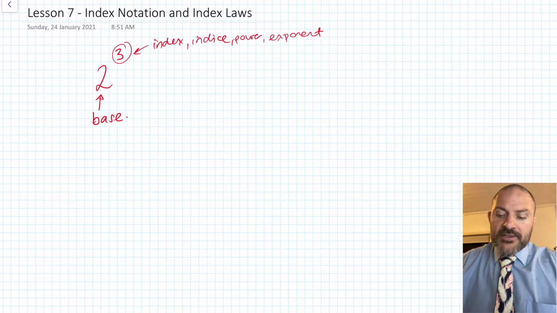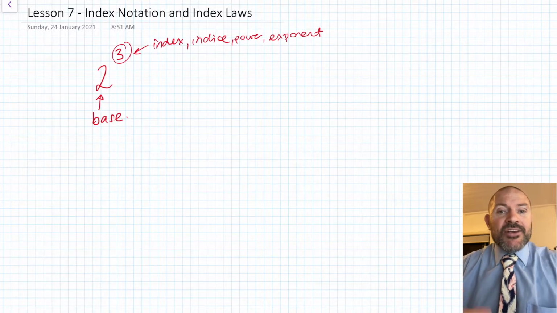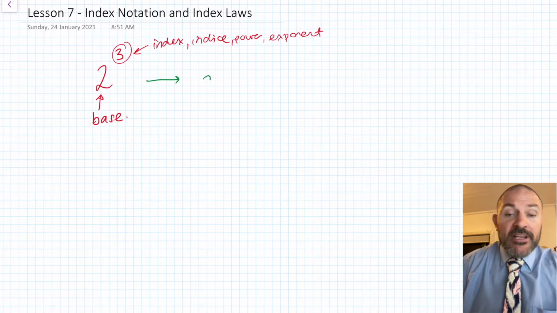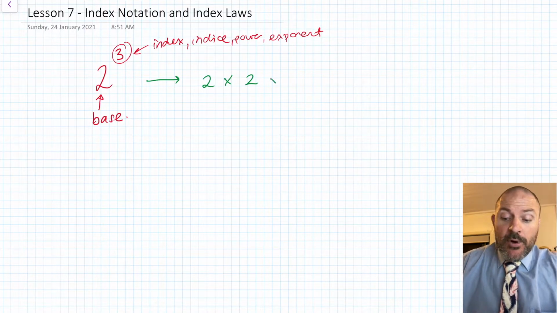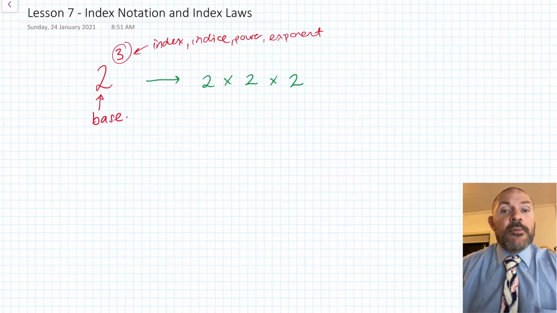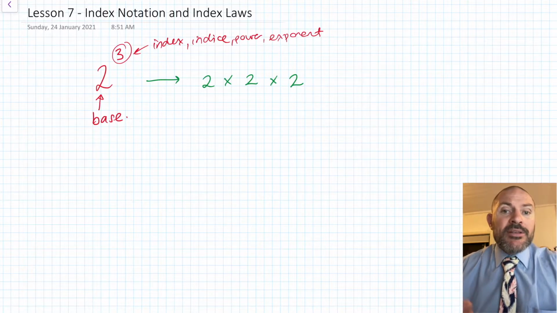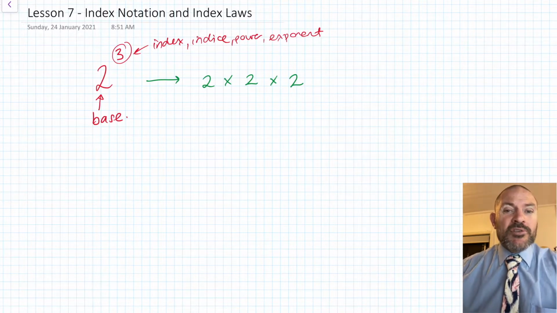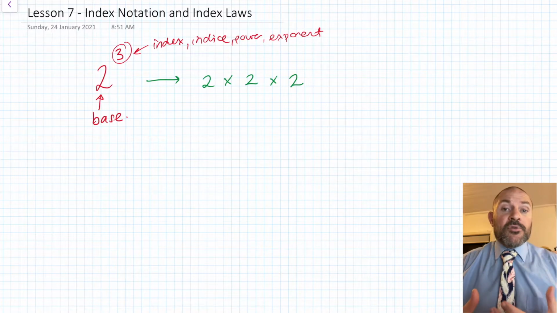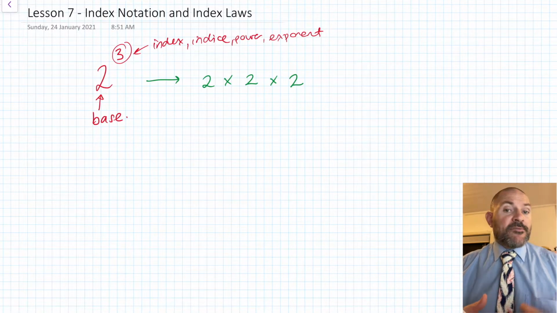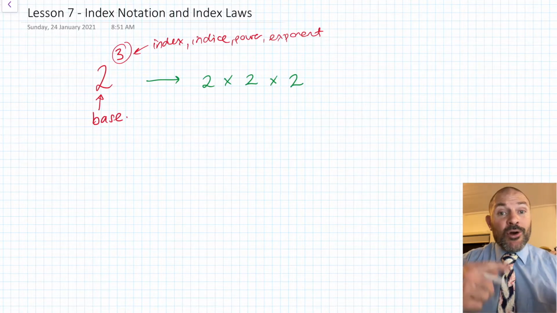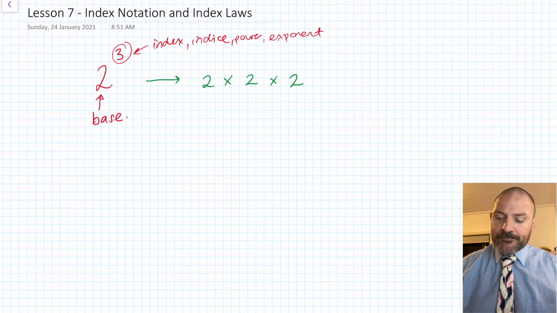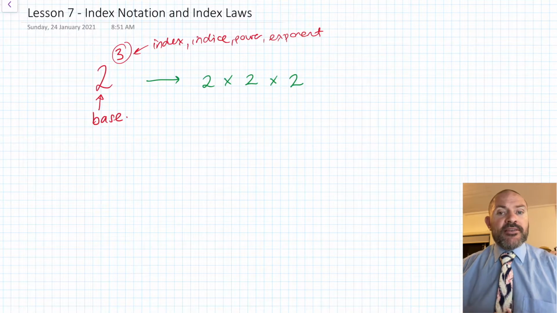So what does 2 to the power of 3 actually mean? Hopefully we remember that in expanded form, it means we're multiplying 2 by itself, in this instance 3 times. So the power tells me how many times we are multiplying it by itself. If we had 4 squared, it'd be 4 times 4. If it was 5 cubed, 5 by 5 by 5. If it was 9 to the power of 10, it'd be 9 times 9 times 9, 10 times. So that's what our indices are.